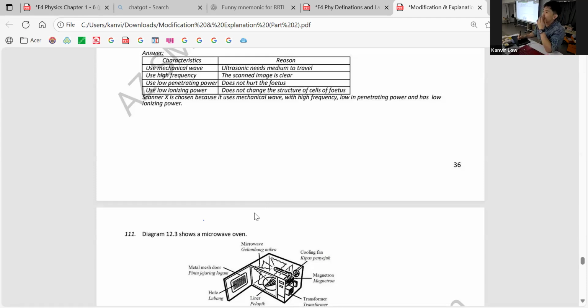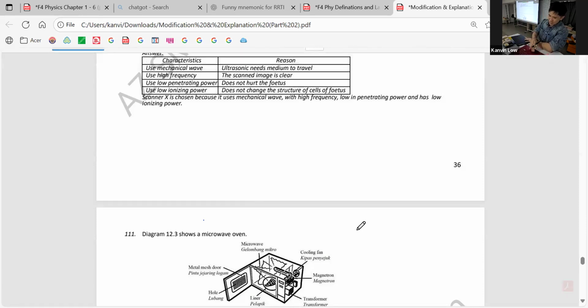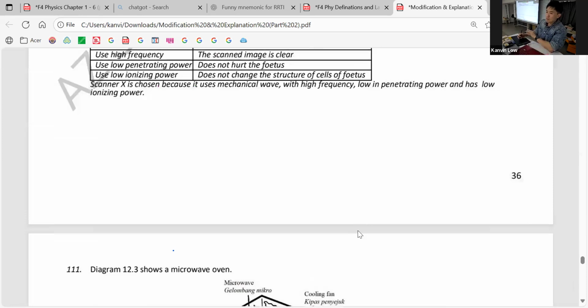So let's not talk about the celebration first. Guys, guys. If possible, please help your teacher to promote a bit for your Form 3 students.